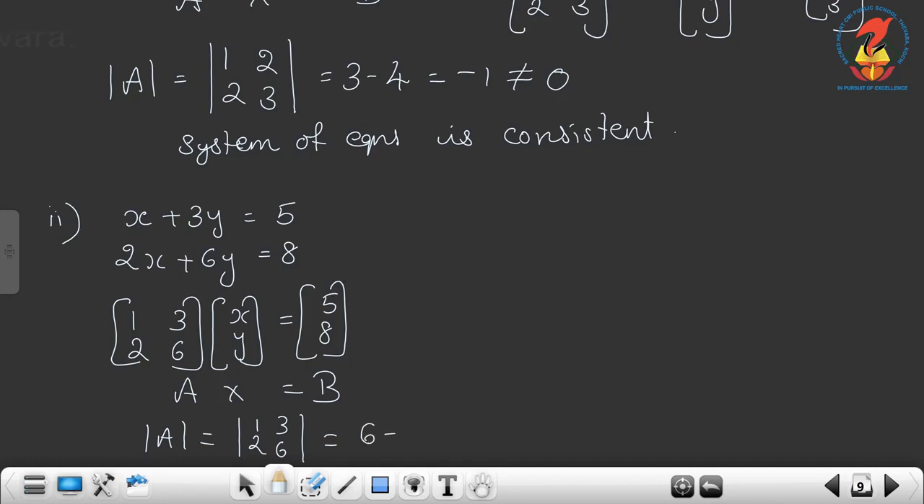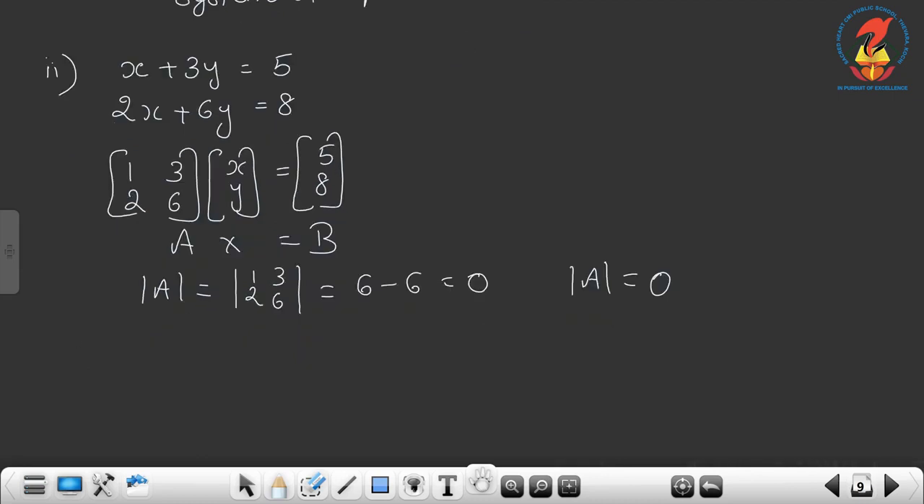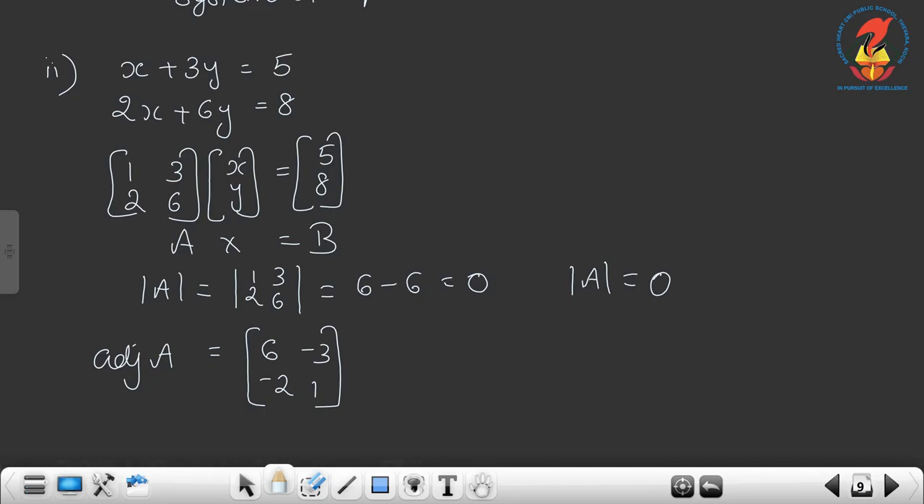Determinant 1, 3, 2, 6. What is it? 6 minus 6 is 0. So determinant A is 0. So a unique solution cannot exist. So the next step is you have to find adjoint of A. Adjoint of A is a 2 by 2 matrix. So just interchange 1 and 6, change the sign of 3 and 2. This is adjoint of A. Now find adjoint of A into B.